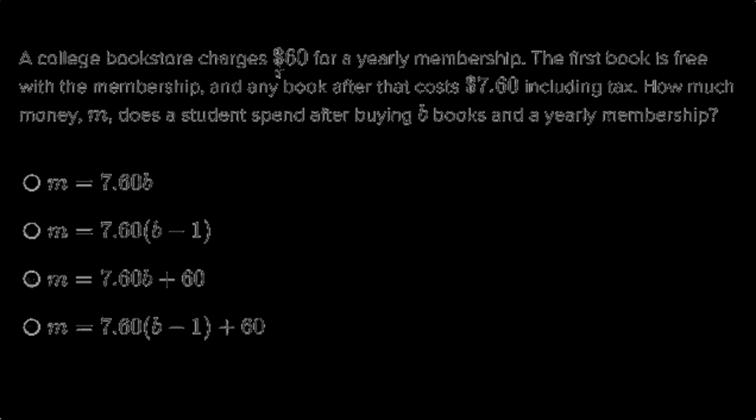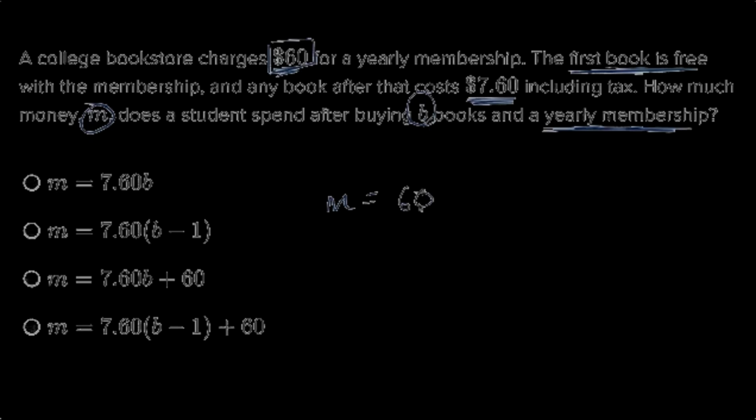A college bookstore charges $60 for a yearly membership. The first book is free with the membership, and any book after that costs $7.60, including tax. How much money M does a student spend after buying B books and a yearly membership? So M, the amount of money that they're going to spend, is going to be the yearly membership, which is $60. We're going to do everything in dollars, $60, plus the amount that they spend on books. So they're going to buy B books, and it's $7.60 per book.